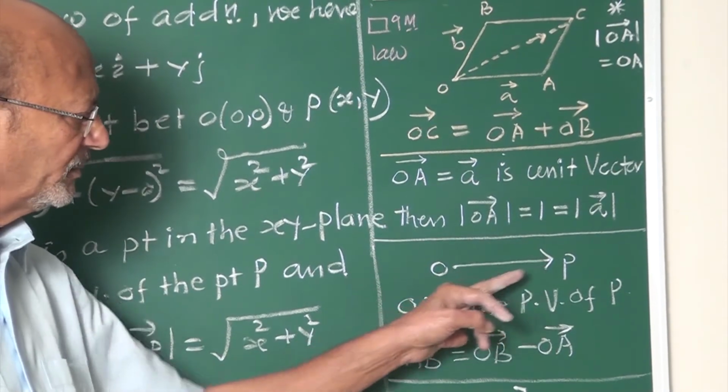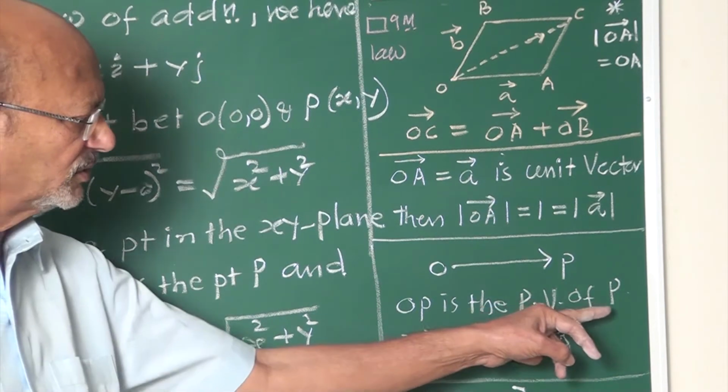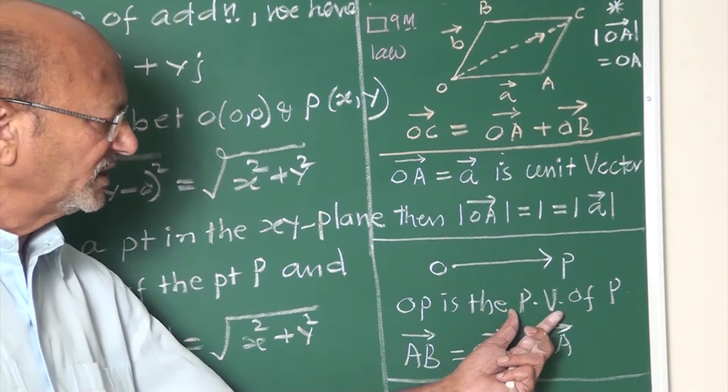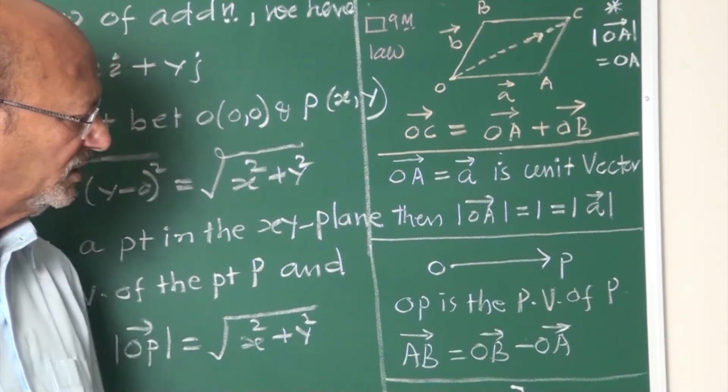Second, if O is the origin of reference and P is any point in the plane or space anywhere, then OP is called the position vector of the point P. I have written in brief. Position vector of the point P.